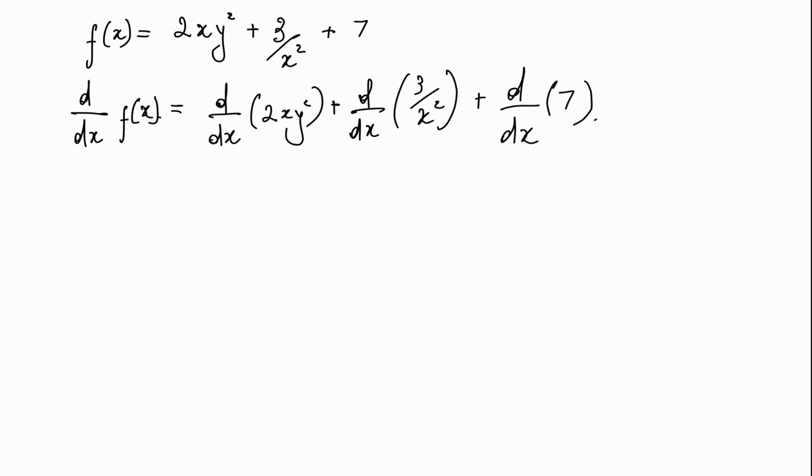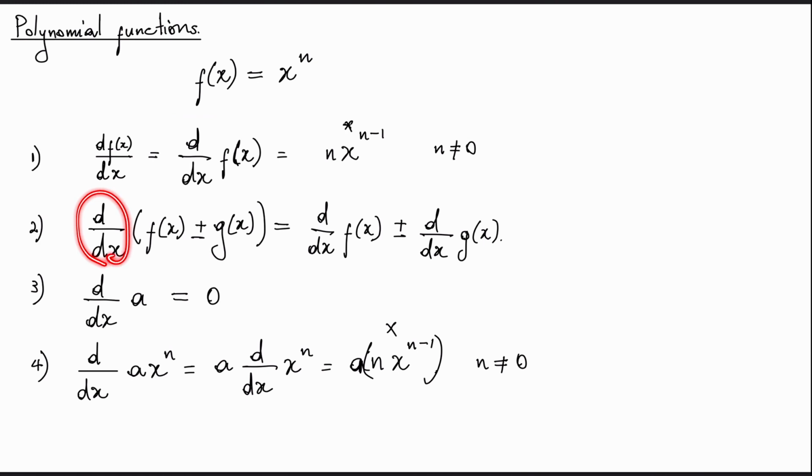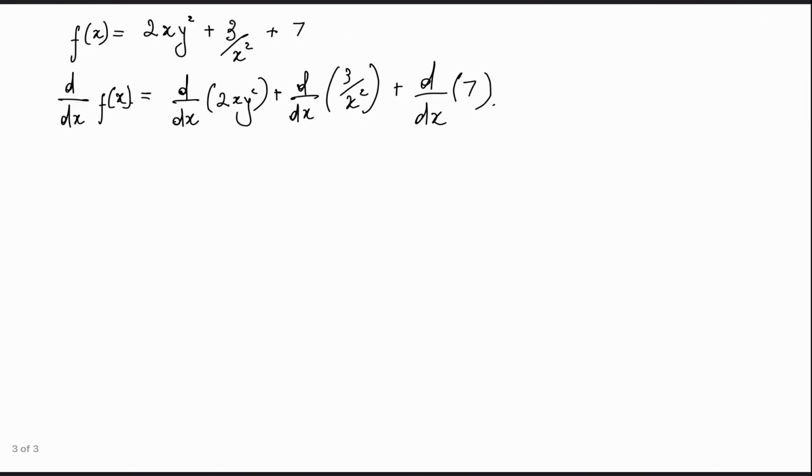So what we have used here is the first or the second rule, that is, that the derivative of the sum is equal to the sum of the derivatives. So f itself is a sum of functions. When we take the derivative of f, we end up with the sum of the individual derivatives.